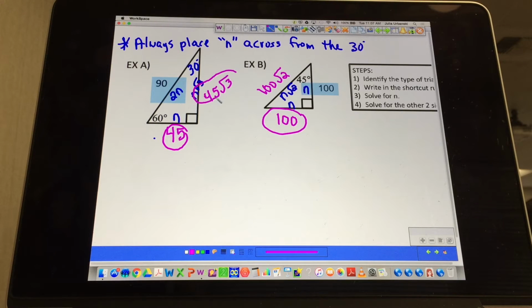Alright, so look at the bottom row. Let's do some 45, 45, 90s and we'll do some practice. Look at the bottom row, number 4.